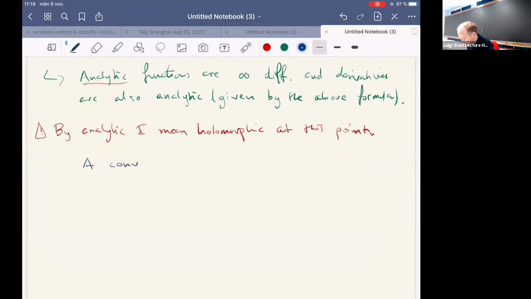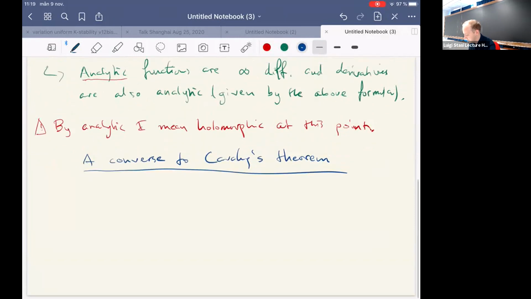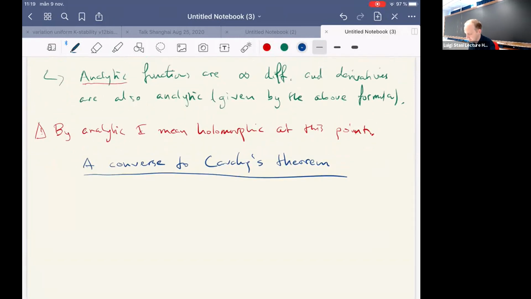Okay, so we have a converse to Cauchy's theorem. And by Cauchy's theorem, I'm not talking about the integral formula, but Cauchy's theorem for a disk, which said that the integral along a closed curve is always 0 if the function is holomorphic everywhere inside and in the neighborhood of this curve. So this is the so-called Morera's theorem.